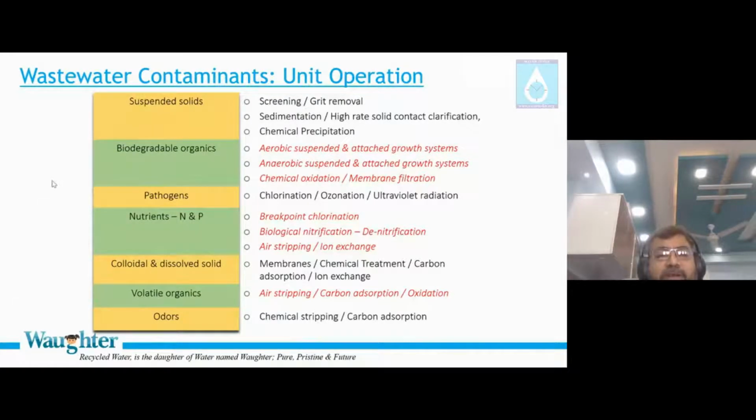And what are the combinations of technologies possible? We need to do screening, grit removal, sedimentation, high rate solid contact clarifier, chemical precipitation. That's it. These first three levels of technology would address only suspended solids. The next, biodegradable organics, would be addressed by aerobic suspended or attached growth, anaerobic suspended or attached growth, some kind of chemical oxidation, some kind of membrane filtration, all things.